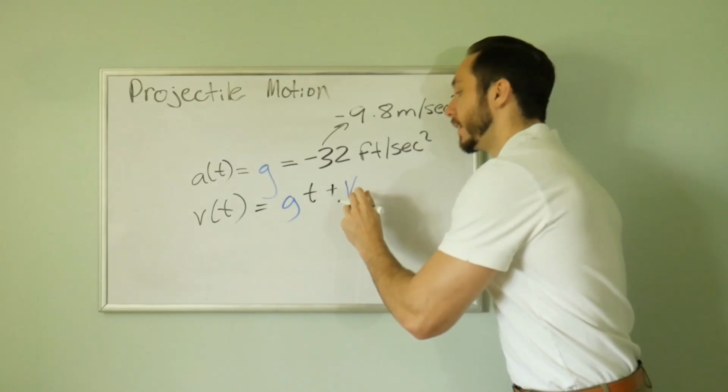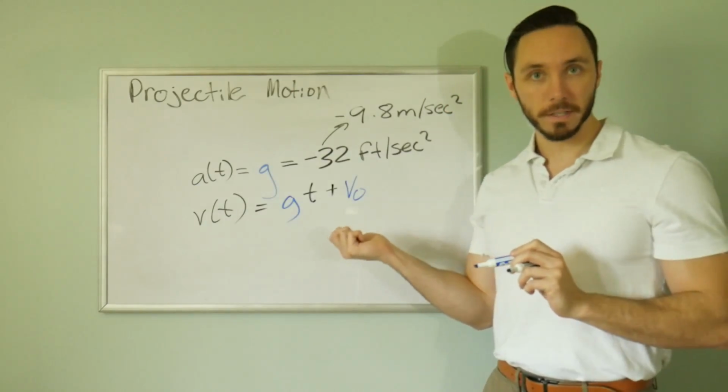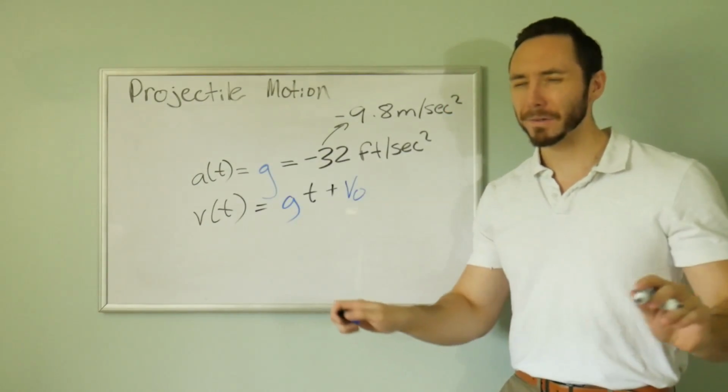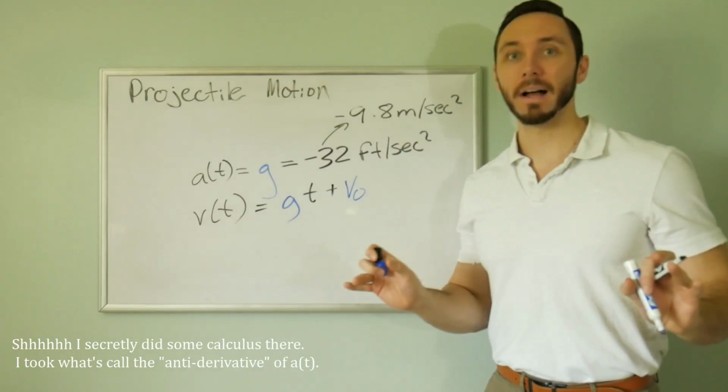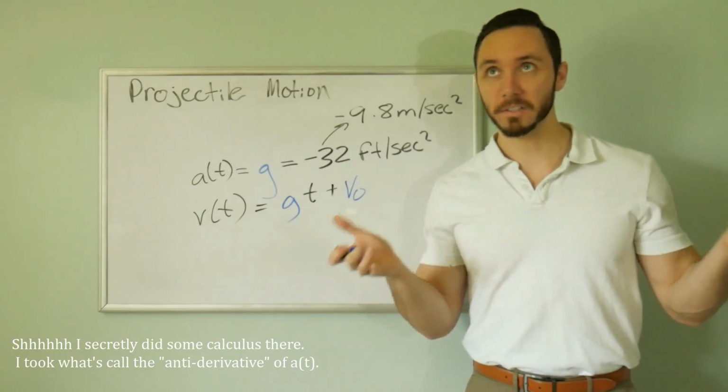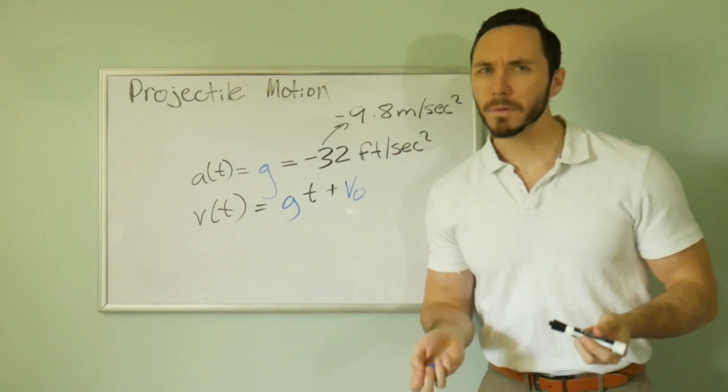So I'm going to add v sub 0, which means that initial force I apply, either upward or downward. We're not looking at angles because angles get way more complicated. That is not taught in the high school algebra setting. Okay, so we're almost there actually.